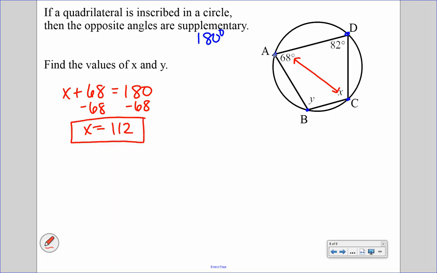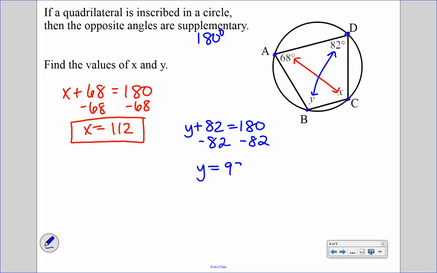All right. To find Y, what's opposite of Y? It's 82, and they're supplementary. So Y plus 82 equals 180. So we subtract, and we get 180 minus 82 equals 98.